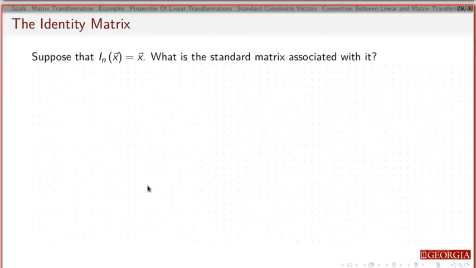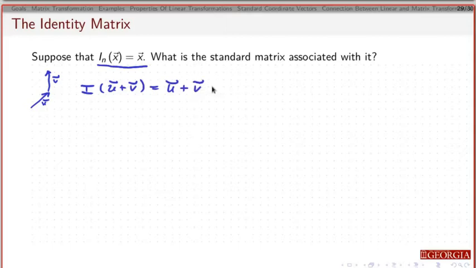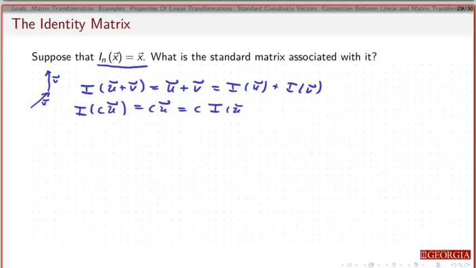Okay, last example here is we're going to define something called the identity matrix. The identity transformation basically just takes a vector and returns the same vector. And again, this is a linear transformation, because if I take the sum of two vectors, then the identity acting on this is still going to just be the same thing as u plus v. And that's the same thing as the identity of u plus the identity of v. Likewise, if I take I times cu, that's just cu by definition. But that's the same, that cu is the same thing as c times I of u. And so that's a linear transformation.